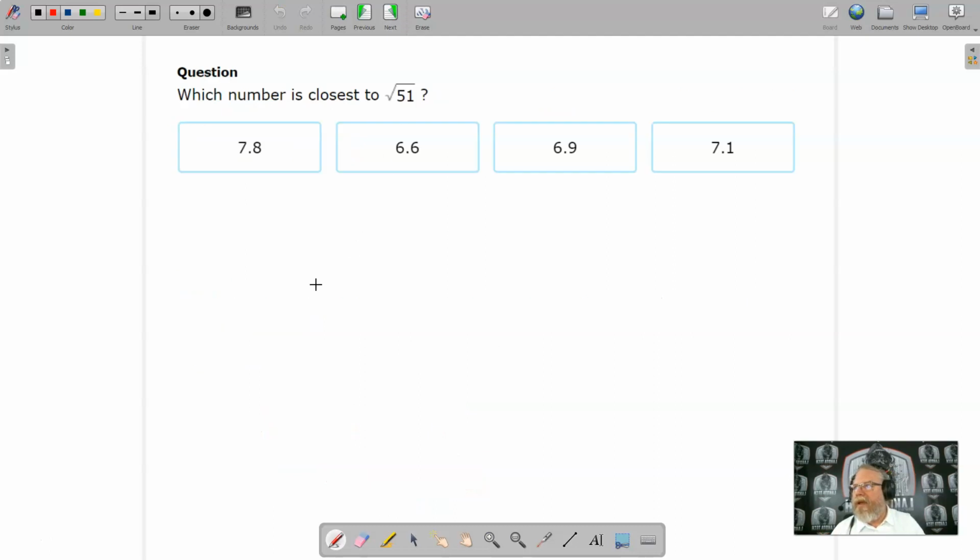Put that in. All right, what number is closest to the square root of 51? Now this one's kind of tricky.